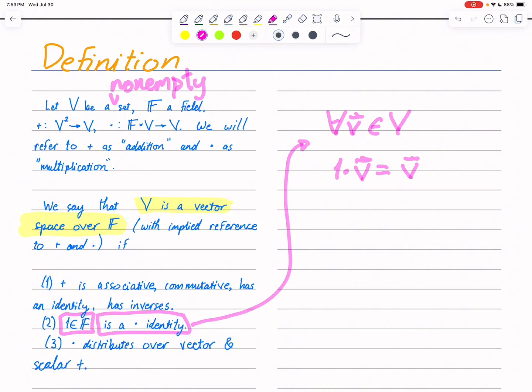That's what it means to be an identity for scalar multiplication: it leaves the vector unchanged. So we require this for any vector space. Finally, we get two similar but not exactly the same distribution laws. We say that multiplication distributes over, I should have said, vector plus and scalar plus. So let's talk about what it means for multiplication to distribute over vector plus.